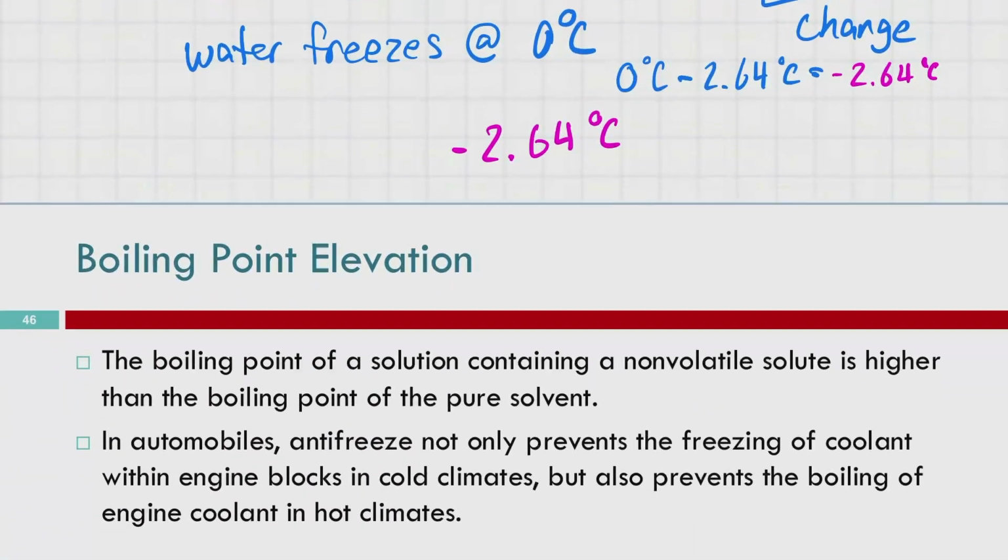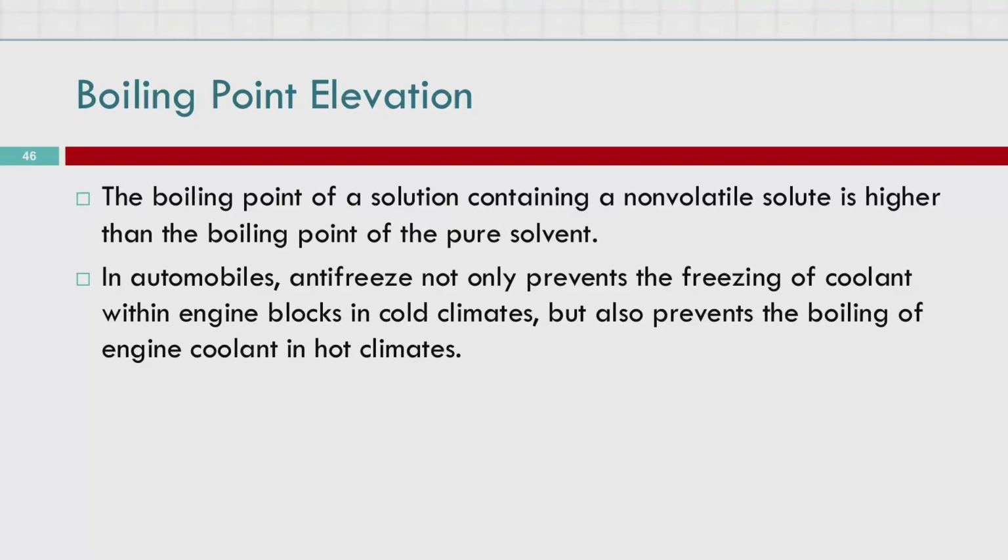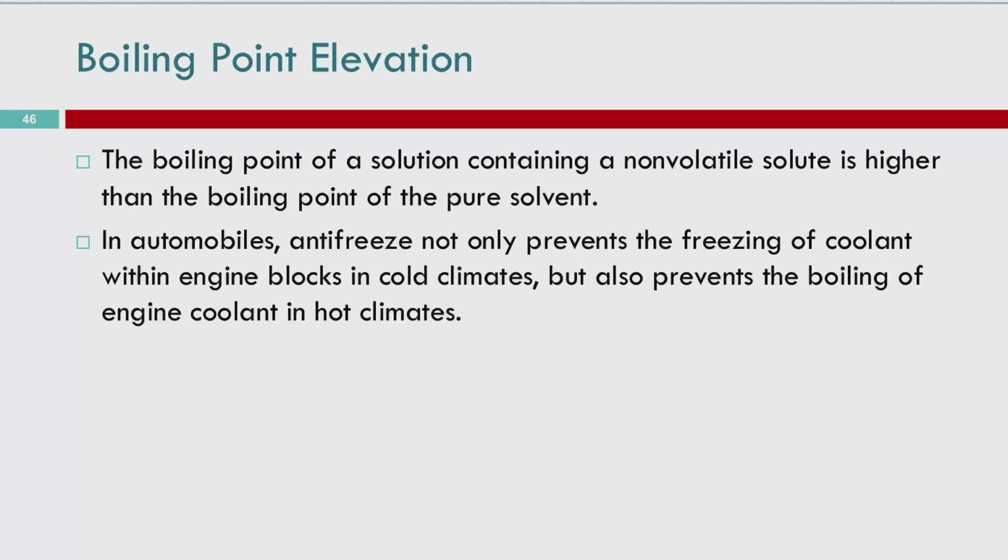All right, boiling point elevation. Boiling point elevation is a thing. The boiling point of a solution that contains a non-volatile solute, like salt, like ethylene glycol, like propylene glycol, is higher than the boiling point of the pure solvent. So you add something that's not volatile, it increases the boiling point. So antifreeze works by not only preventing the freezing of the coolant in your engine block if it gets below freezing, it also prevents the boiling of the engine coolant in hot climates. It prevents it from boiling over and keeps your car from overheating.